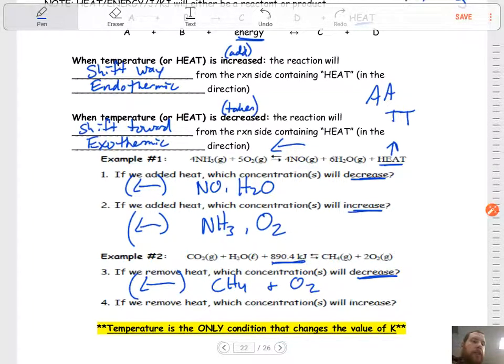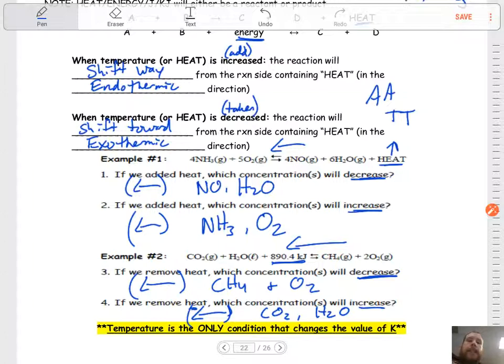Okay. So number 2 is a whole other problem. I'm still looking at the kilojoules because it's heat. So if I remove it, it means it's going to go down. I'm shifting toward it. So my equilibrium is going to the left. Which concentrations will increase? CO2 and H2O.